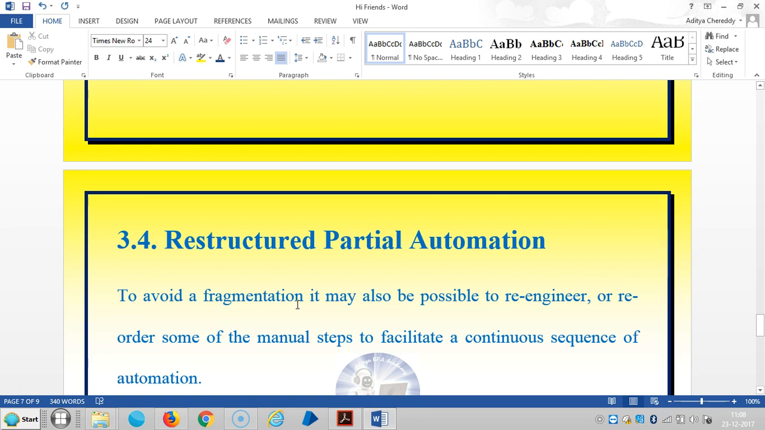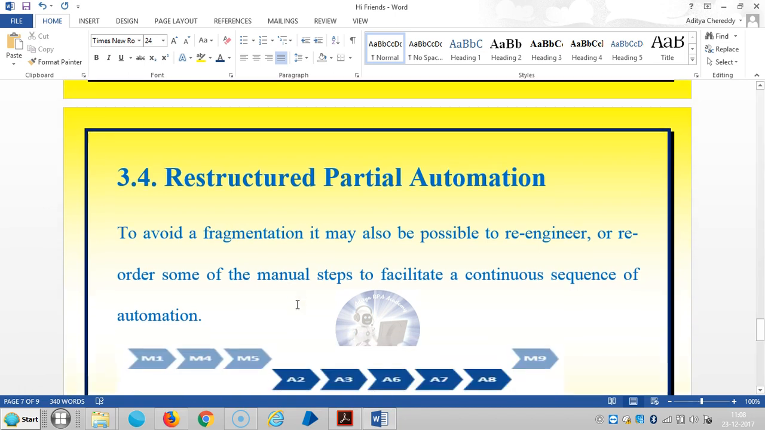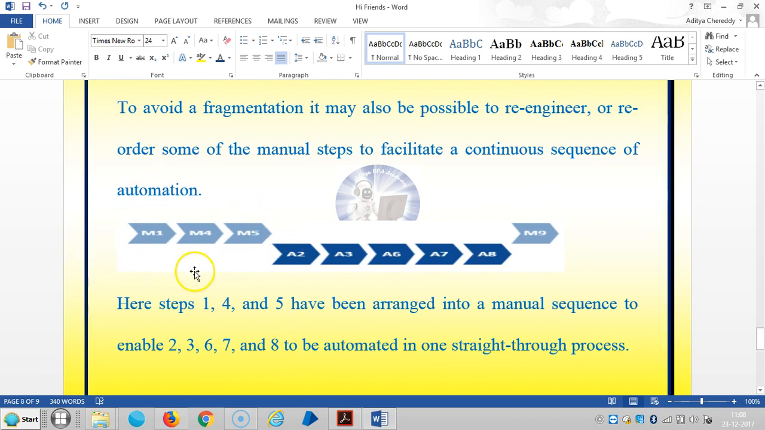And next one, restructured partial automation. To avoid fragmentation, it may also be possible to re-engineer or reorder some of the manual steps to facilitate a continuous sequence of automation. If you observe here, the M1, M4 and M5 steps remain manual, and M9 also remains manual, and the A2, A3, A6, A7 and A8 steps become automated. The steps 1, 4 and 5 have been arranged into a manual sequence, enabling steps 2, 3, 6, 7 and 8 to be automated in one stride through the process.